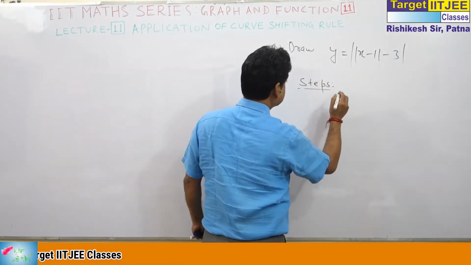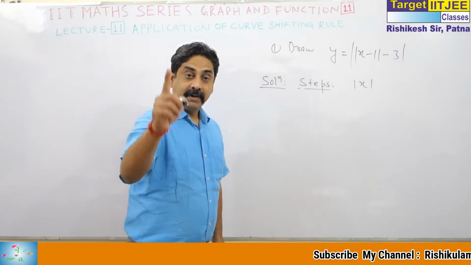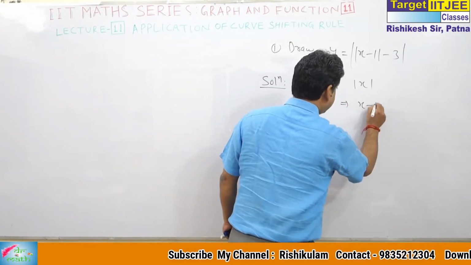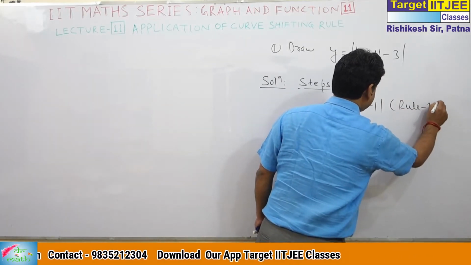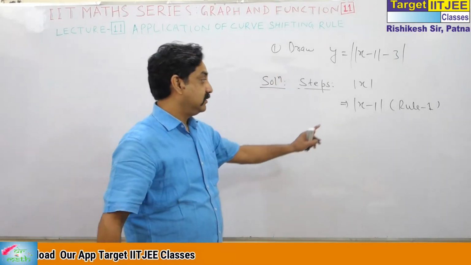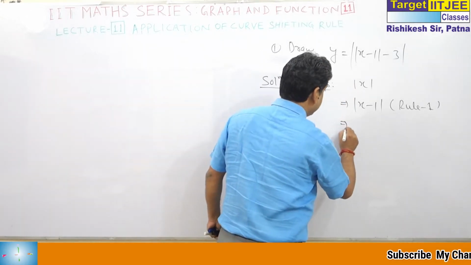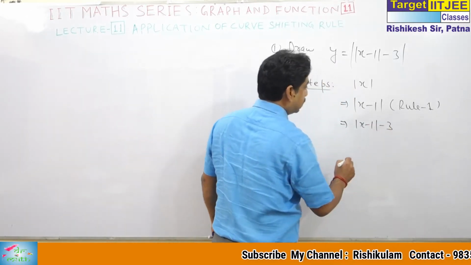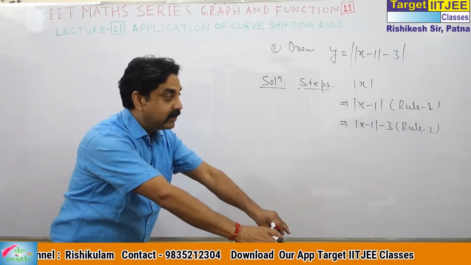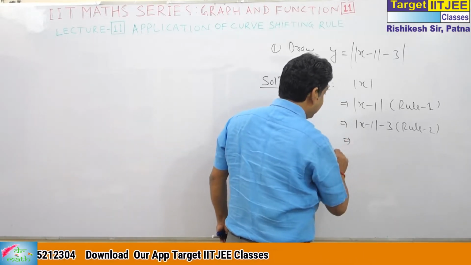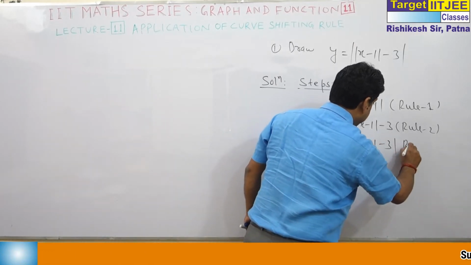See, I start with mod x. Then by the curve shifting rule, I get mod x minus 1. This is your rule number 1: the curve shifts 1 unit towards the right. This minus 1 means towards the right. Then I will take minus 3, which is rule 2: the curve shifts 3 units downward. After that I will take the modulus of the complete expression, mod x minus 1, minus 3. Probably this is rule 6.